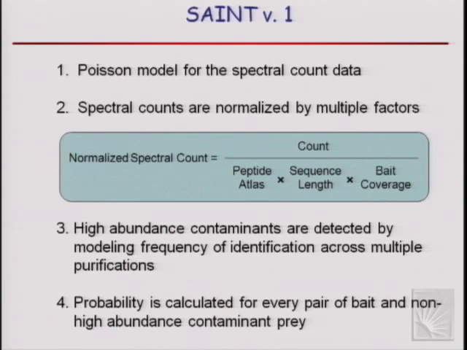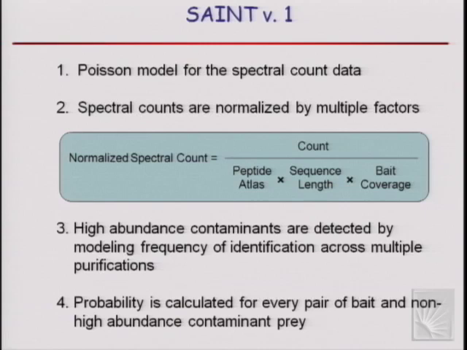The spectra are normalized, which is not too much different from what Mike is doing, except that in addition to the length normalization, we also have additional normalization parameters, such as the bait coverage, meaning by how many spectra the bait was identified, or the PeptideAtlas, which is the average abundance of the protein in a cell prior to affinity purification. So there are more normalization factors that go into this equation.